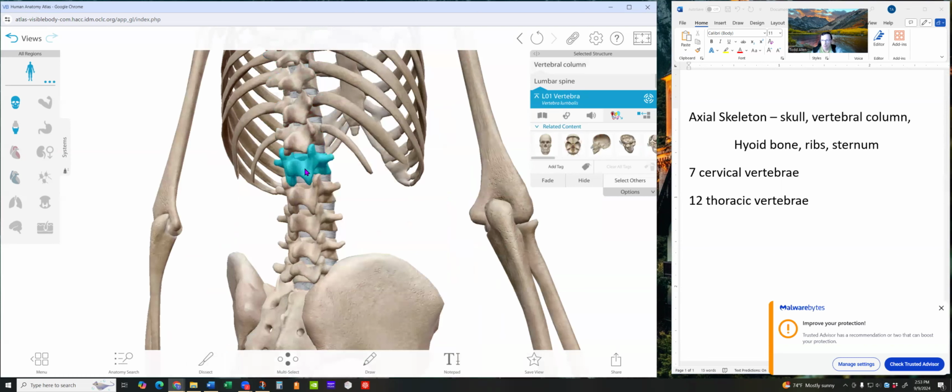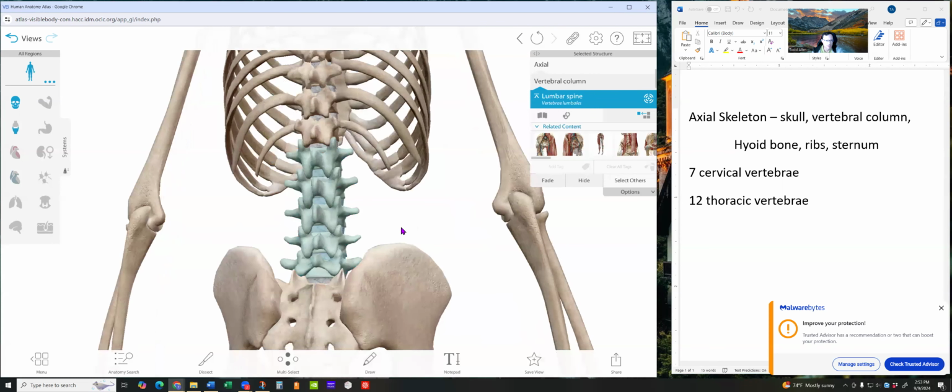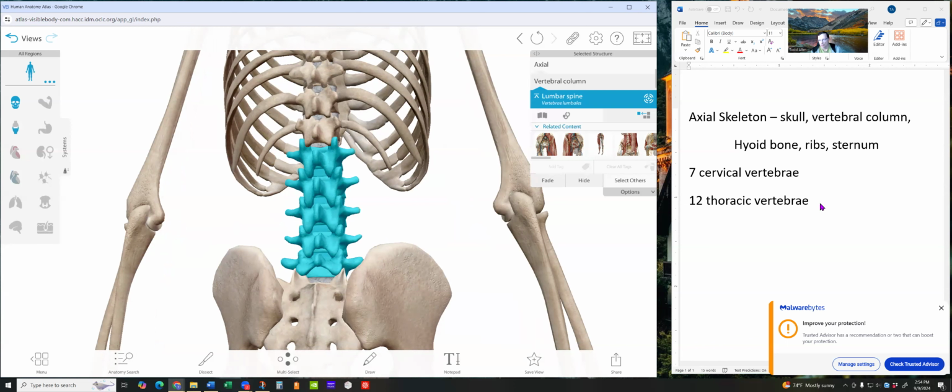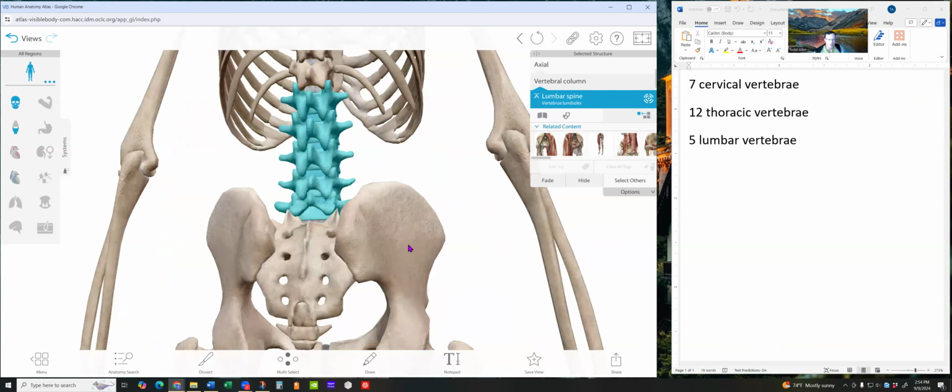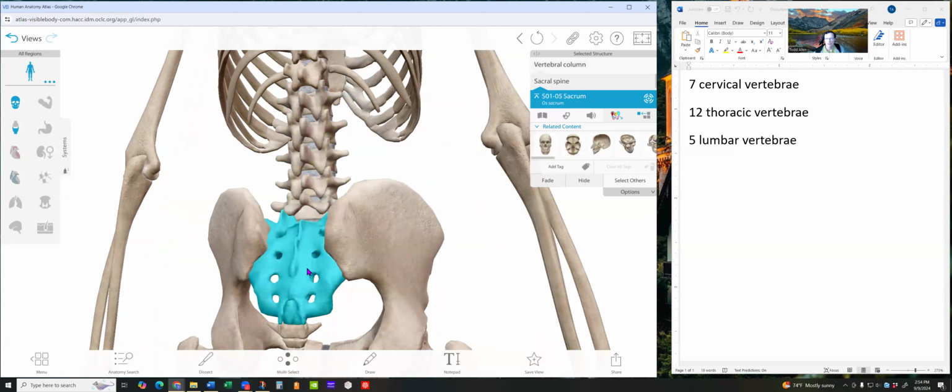Select the first lumbar vertebra and go up to the selected structure window and click lumbar spine. And let's count them. 1, 2, 3, 4, 5. There are 5 lumbar vertebrae. And then, of course, below that, we do have the sacrum.